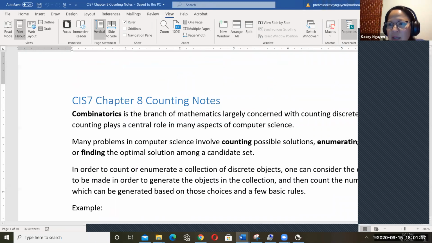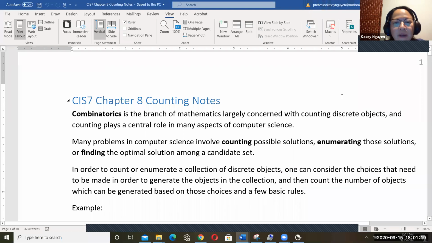Okay, so this week we are going to cover part 1 of chapter 8. I decided to do 2 parts for chapter 8 because it requires a little bit of understanding of combinatorics, and then we're going to go into permutation next week. To start, to define combinatorics, it's a way that we look at counting and finding the solutions by enumerating the solutions or finding the optimal solutions.